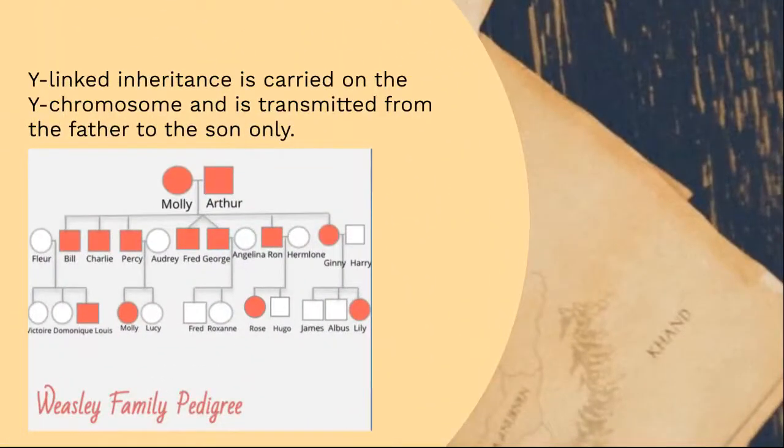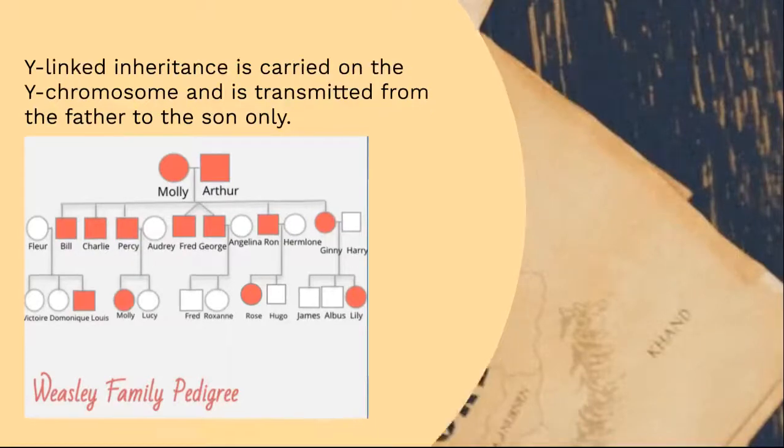For Y-linked inheritance, the trait is carried on the Y chromosome and is transmitted from father to son only. It is evident by the pedigree that this is not a Y-linked trait because of the females also affected by red hair. An example is Molly giving the trait to Ginny.